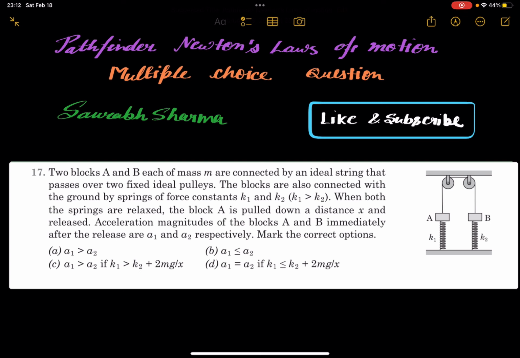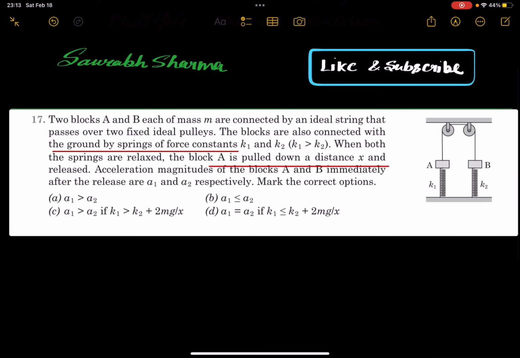The blocks are connected to the ground by springs of force constants K1 and K2. K1 is greater than K2. When both the springs are relaxed, block A is pulled down a distance x and released. Magnitudes of acceleration of blocks A and B immediately after release are a1 and a2 respectively. Mark the correct options. Let's check what is happening.